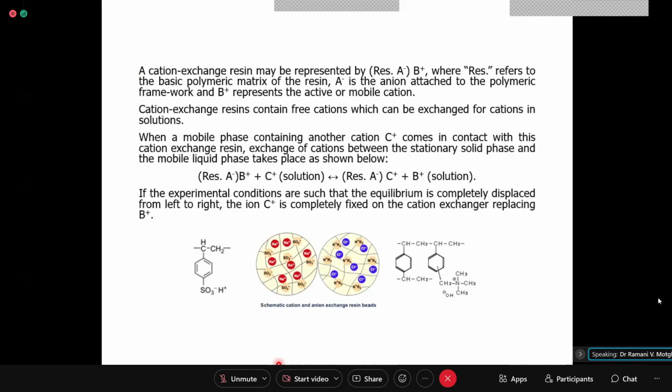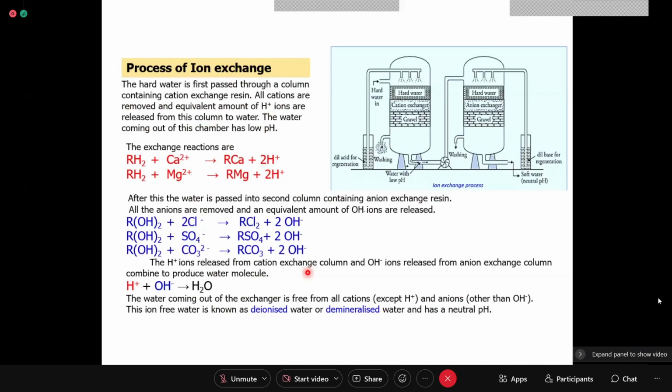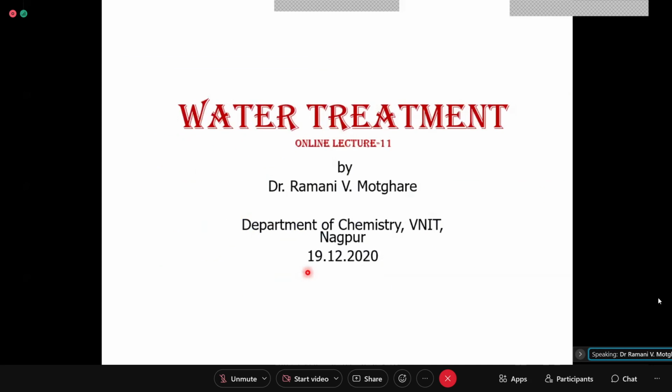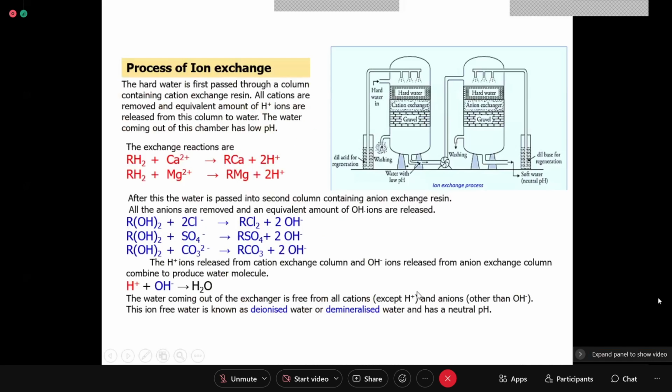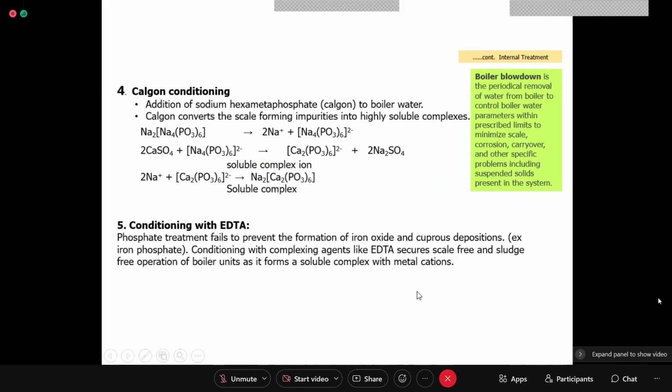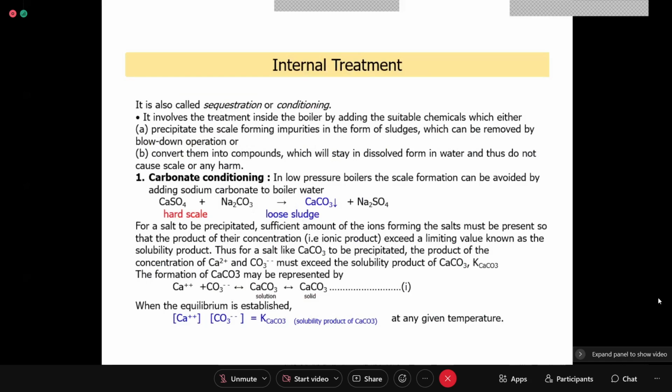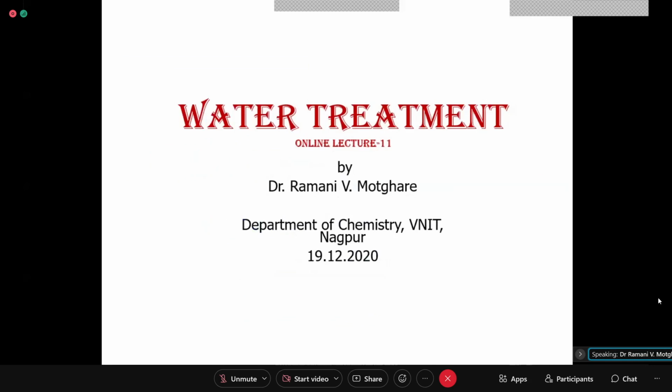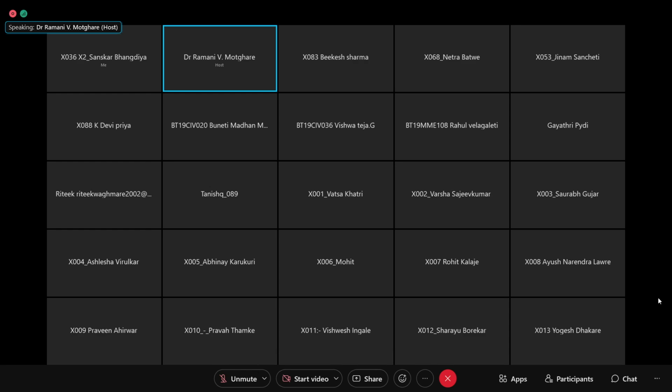Okay, then the cation exchange resin, you can imagine how it appears. Wait a minute, I'll show you. The resin structure should be shown. You must have seen these things. Wait a minute, I'll show you the structure also, like how it actually looks.